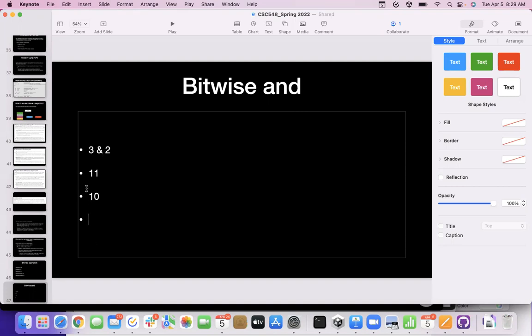So 1 and 1 is a 1. 1 and 0 is a 0. So that means 3 bitwise and 2 gives you a 2. So this guy equals the number 2. Now it's probably not clear why we want to do that yet, and that's because we're currently operating at decimal numbers. Once we see this at the binary level, it makes more sense. That'll be our punchline for where we're going here in a few minutes.